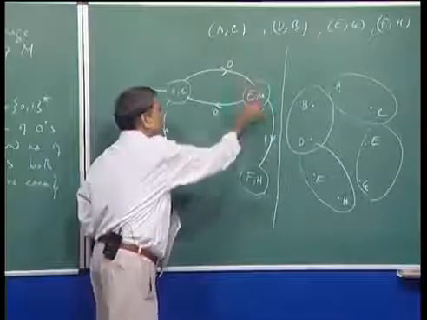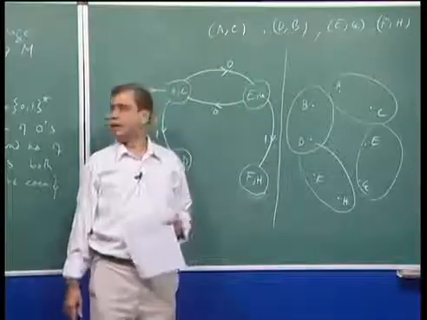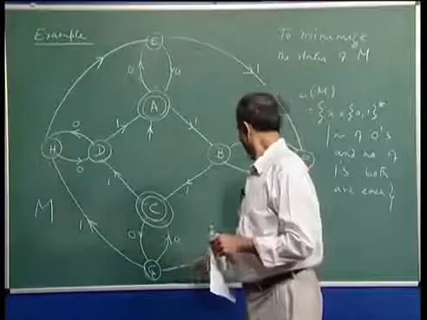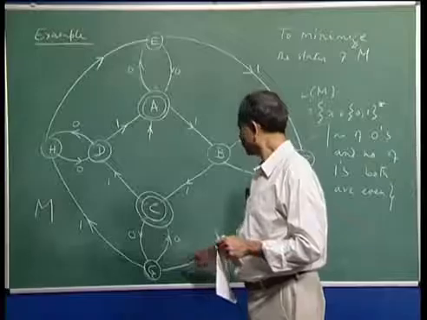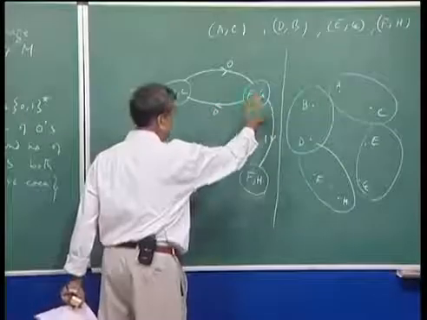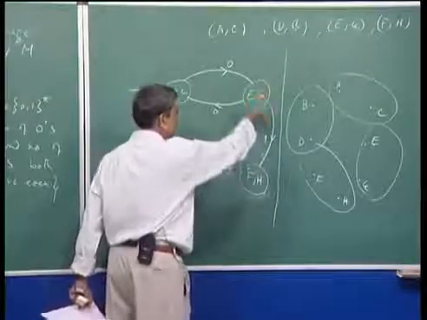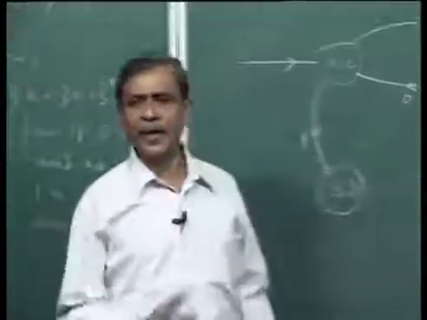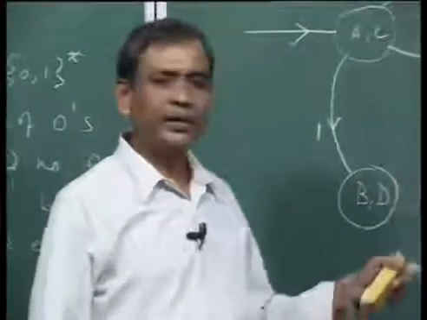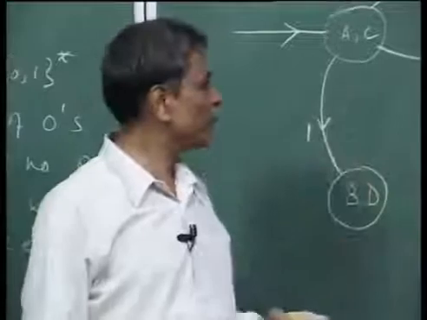But what would have happened if we had taken G? From G on 1, where do we go to? G on 1, we go to H. So, G on 1, we would have gone to H, and actually we would have put the same transition, and that is not an accident. If you think about it, that is what should happen, right.